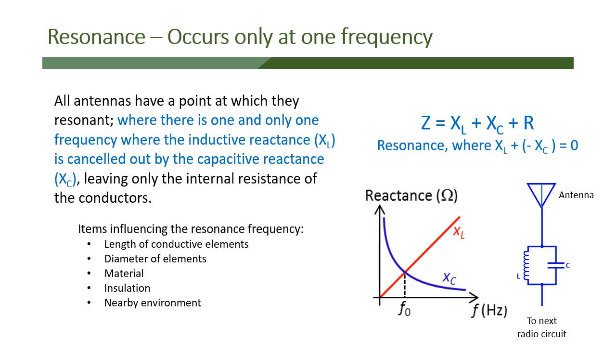So what influences the resonant frequency? The length of the conductive elements, because remember I told you that, for lack of a better analogy, antennas are like tuning forks. Their physical characteristics determine what they vibrate at. The physical length of an antenna, the diameter of its elements, the material it's made out of, if it's insulated or not, and the nearby environment, if there's any metal nearby, all influence what the resonant point of that antenna is going to be.